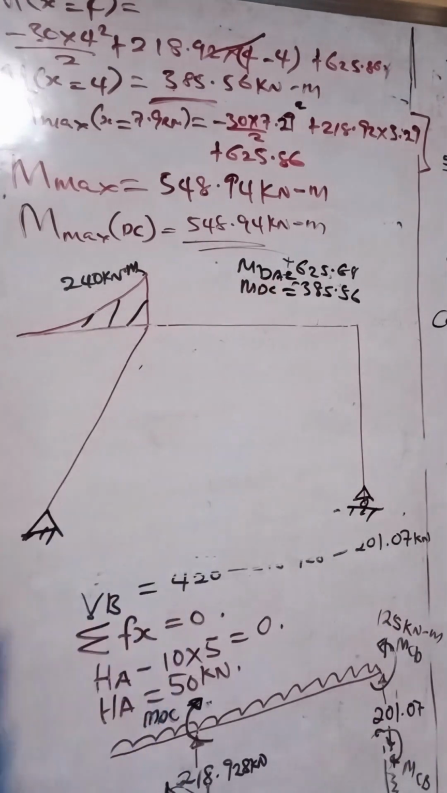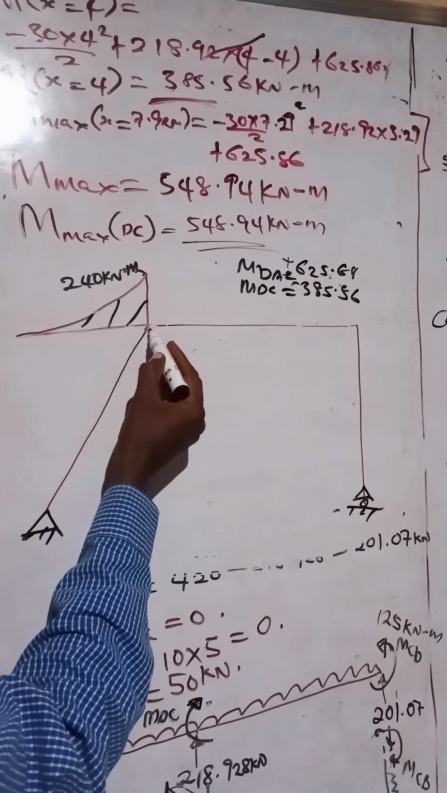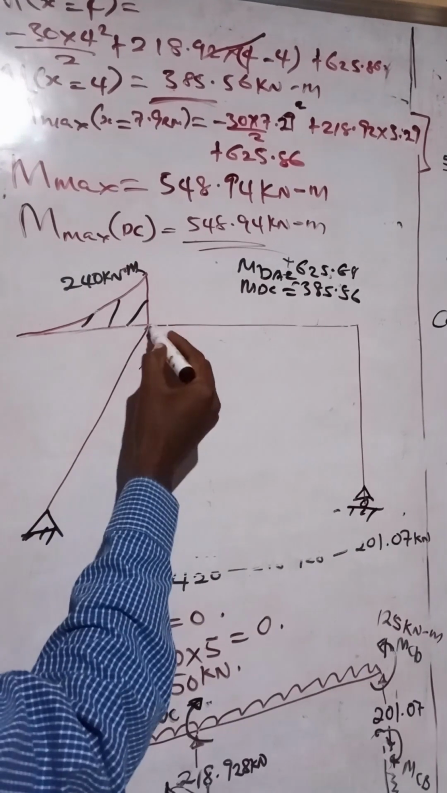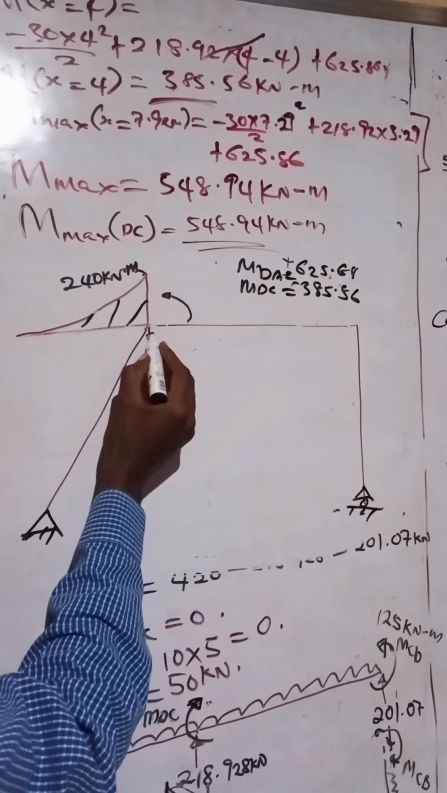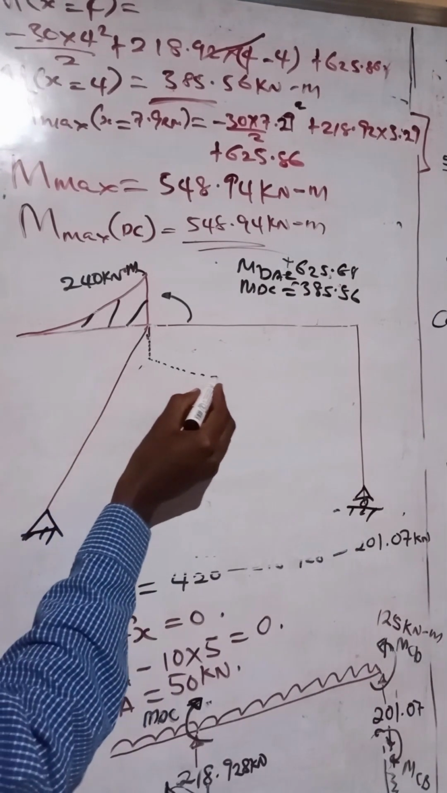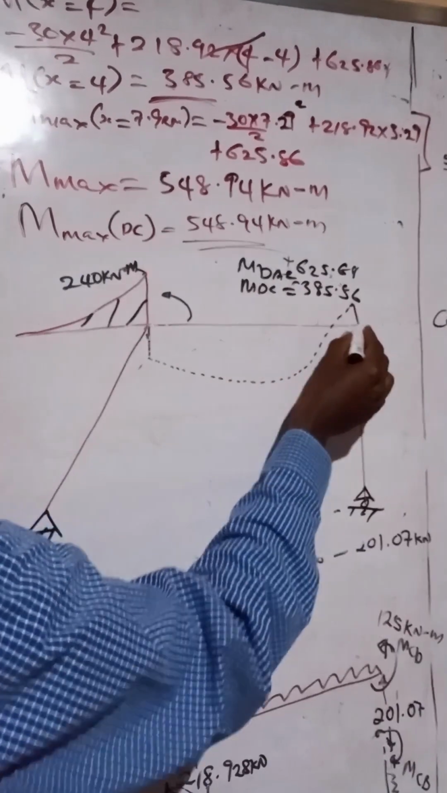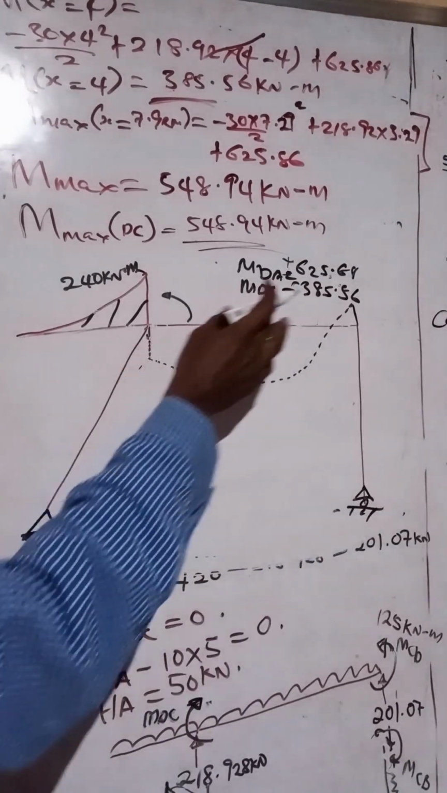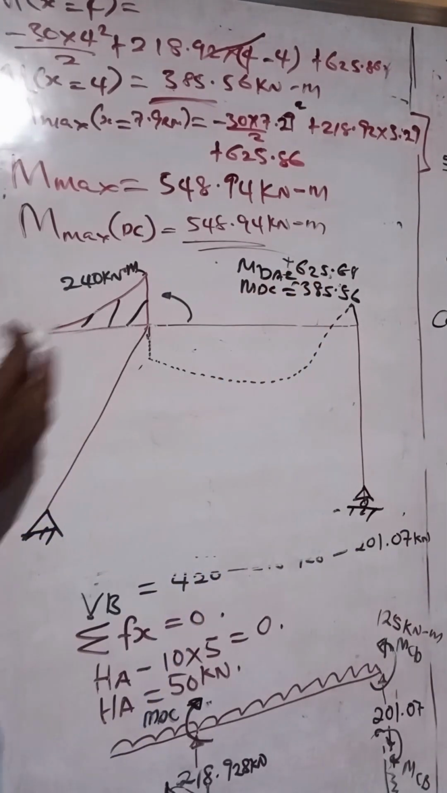If this is negative in this direction, it means we're going to have a negative moment. If it's negative, it means it's turning in an anti-clockwise direction, so it's going to be coming down. We'll have it coming down here and follow the curve until it gets here. It must be a negative moment to balance up what we have here.